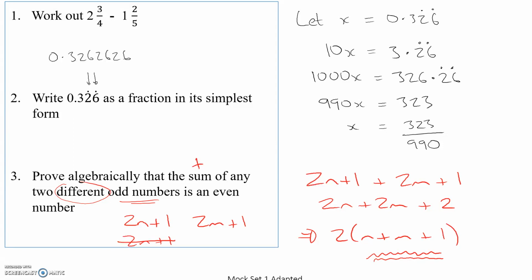Okay, so the proof's all about getting this factor of 2 outside a bracket. So we're done. We've proved that the sum of these two different odd numbers, this one and this one, which are different because of the n and the m, we've added them together, and we've got this factor of 2 outside, which means the sum of those two numbers is an even number.